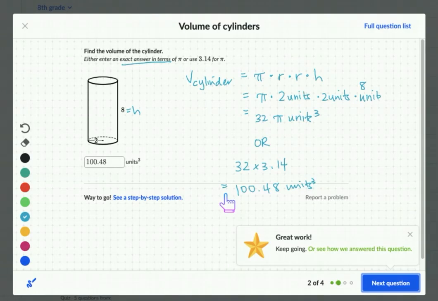You need to remember the volume formula for the cylinder. Remember, it's just pi r squared times h. Let me know if you have any questions as you work on these problems, and I'll see you in class.